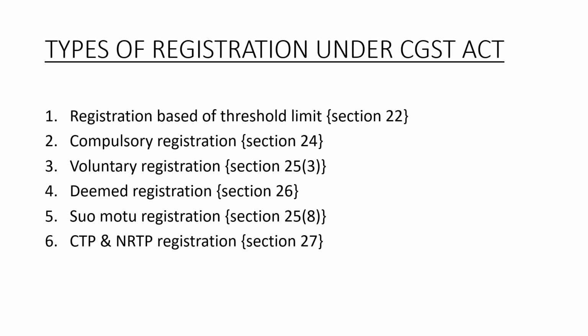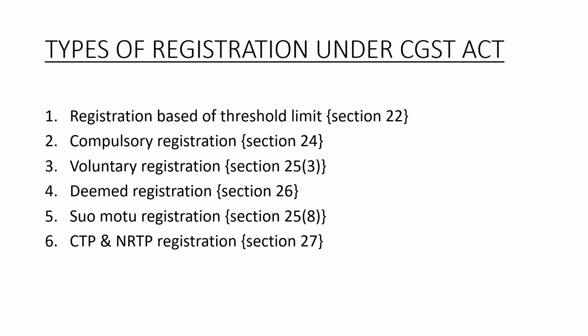There are six types of registrations under the CGST Act. The first being registration based on threshold limit, which is under section 22. As per this type of registration, the registration is to be done on the basis of turnover of the business. Second type of registration being compulsory registration, which is under section 24. Under compulsory registration, certain businesses have to be registered irrespective of their turnover.